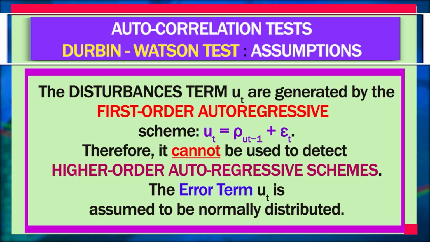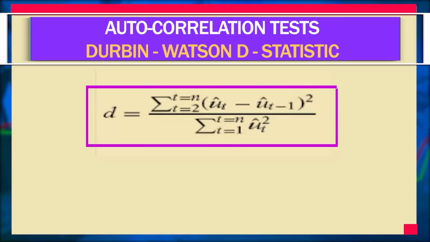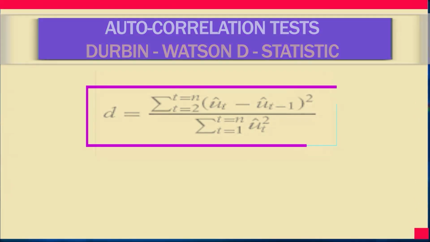And then ut should be normally distributed. This ut refers to the error term, which is dependent upon ut minus 1, and it should be normally distributed. So given this set of assumptions, we can put forward the application of the Durbin-Watson test. If these assumptions are satisfied, then we can concentrate on the Durbin-Watson d statistic, which is shown in this slide. By the formula, the Durbin-Watson d statistic is the summation of (ut hat minus ut minus 1 hat) whole square in the numerator, divided by the summation of ut hat square.